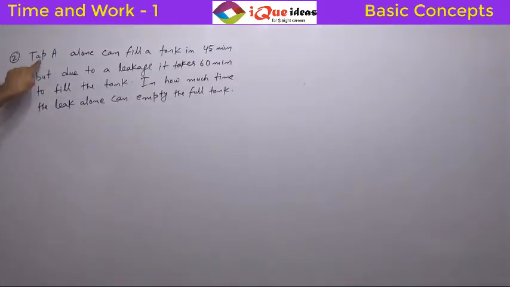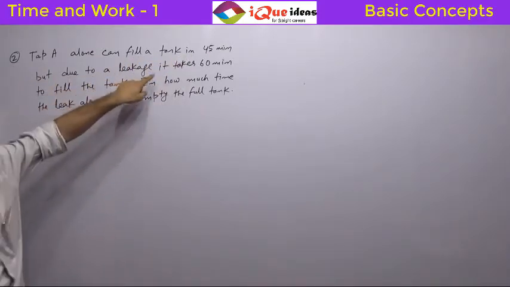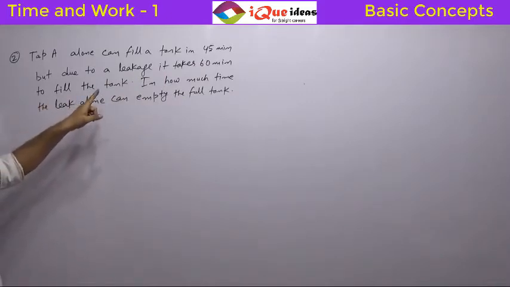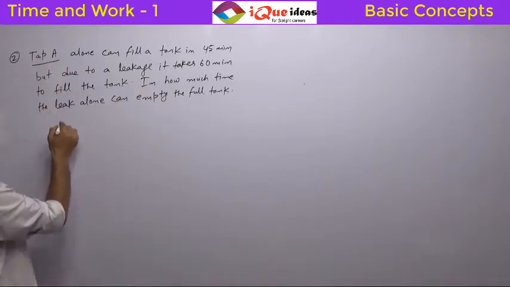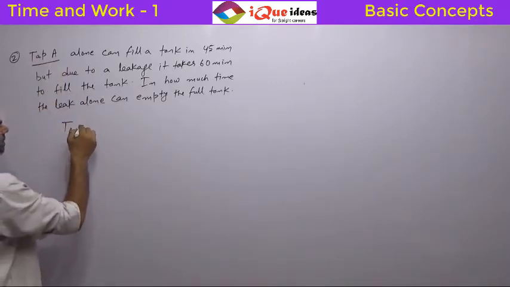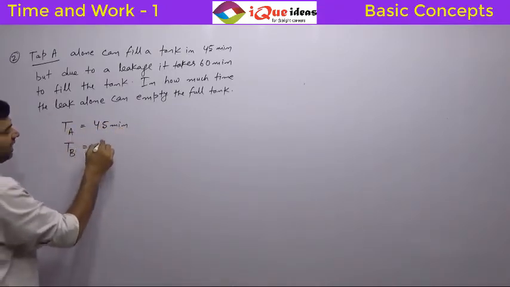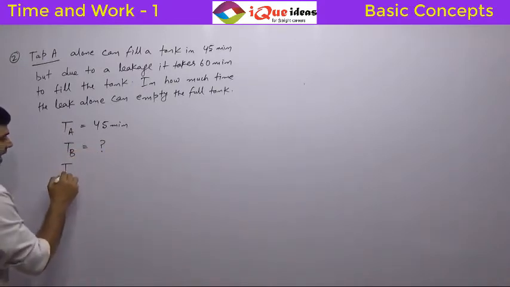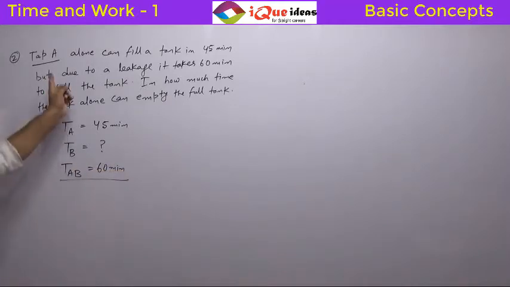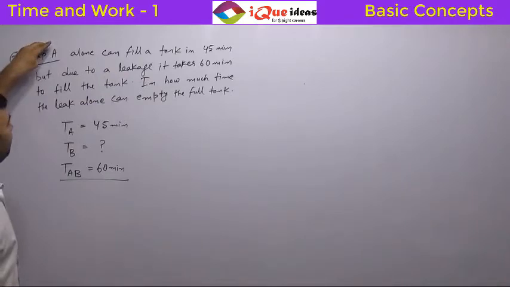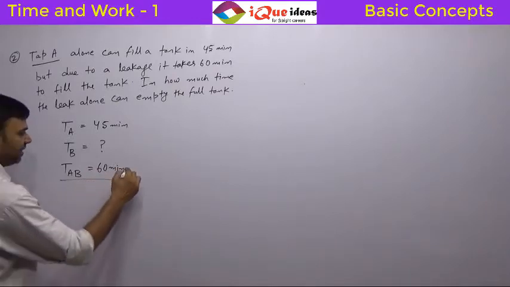Now this question says tap A alone can fill a tank in 45 minutes, but due to a leakage it takes 60 minutes to fill the tank. In how much time can the leak alone empty the full tank? That means the time taken by A for the full tank is 45 minutes. Time taken by B for the full tank, this is what we have to calculate. And the time taken together is given, 60 minutes. Please understand the question. It says it takes 60 minutes due to a leakage. That means both tap A and the leakage are working together and it takes 60 minutes. So this is time together.